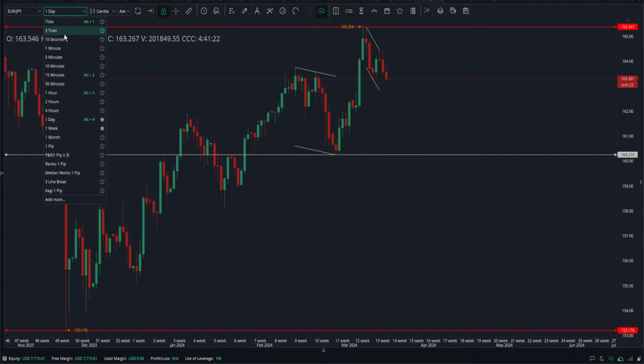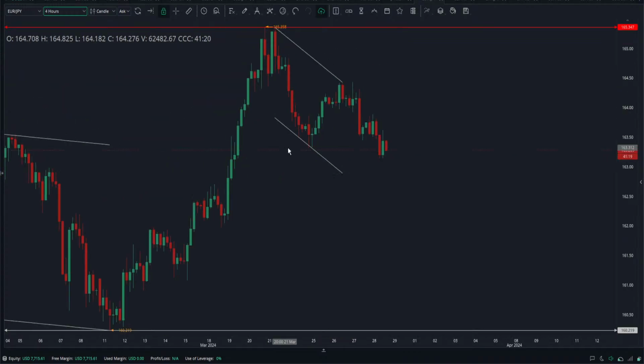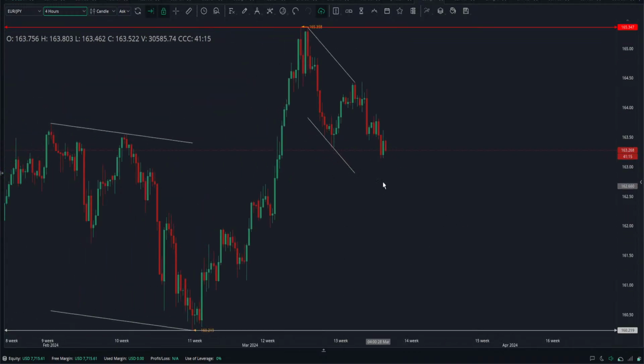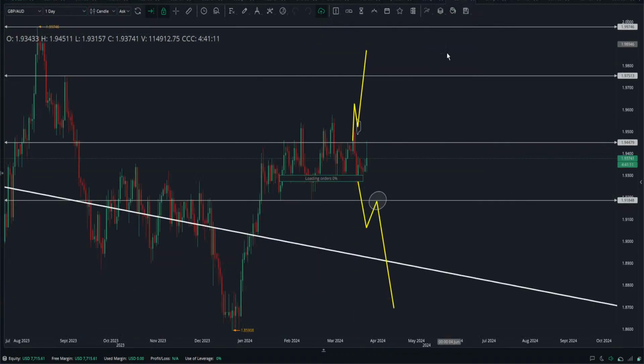All the way on the 4 hour, it is a downtrending market, okay, in the 4 hour time frame, but on the daily time frame it is not. So be sure about your levels and your time frames.